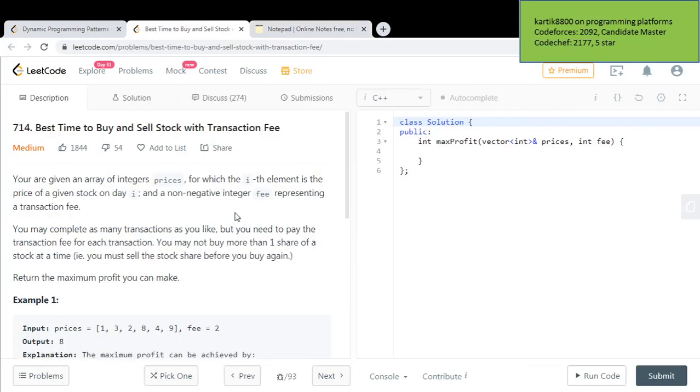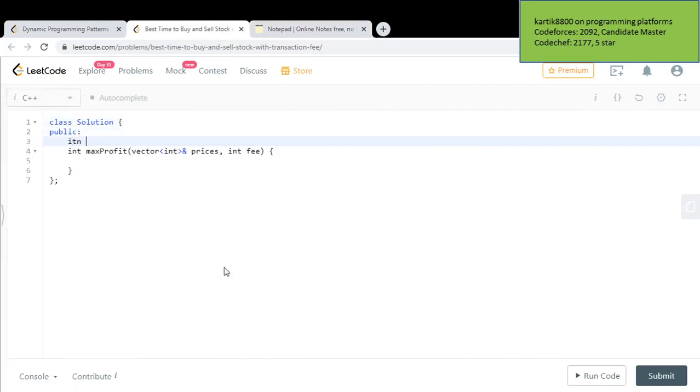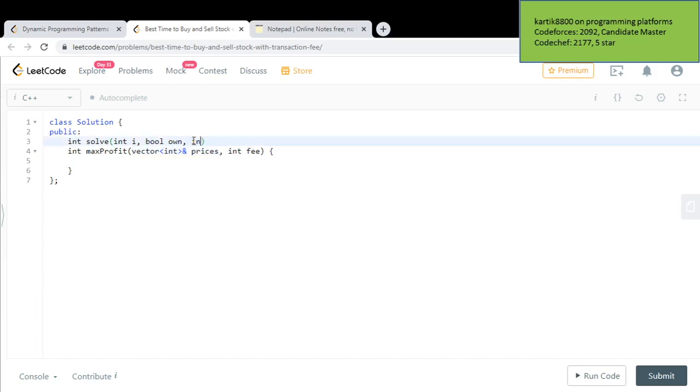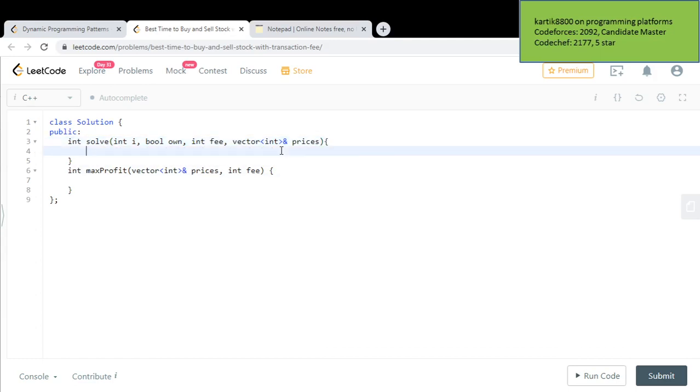Let's implement this quickly and we'll move to the next problem. You can let me know if something is not clear and I'll help you out with it. I'm going to implement this top down. So imagine that I am at day I. I currently own or not own a stock, which will be given by this boolean own variable, and I'll also pass in this vector array for the prices. I also need to pass in the fee, so I can pass in integer fee and the vector also. Cool. Now if I think about it, a base case: if there is no day left, then I equals prices dot size.